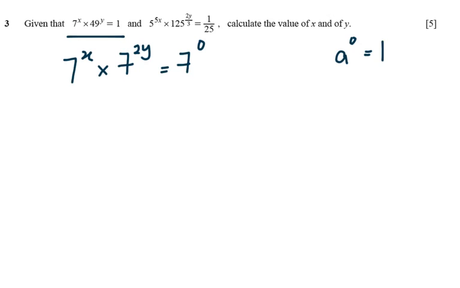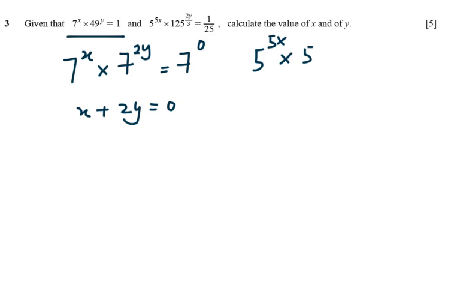Hence, from here, since all the bases are the same, we can write it as x plus 2y equivalent to 0. So, now let's look at the other equation. You have 5, let's erase this first. You have 5 to the power of 5x multiplied with 5 to the power of 3.